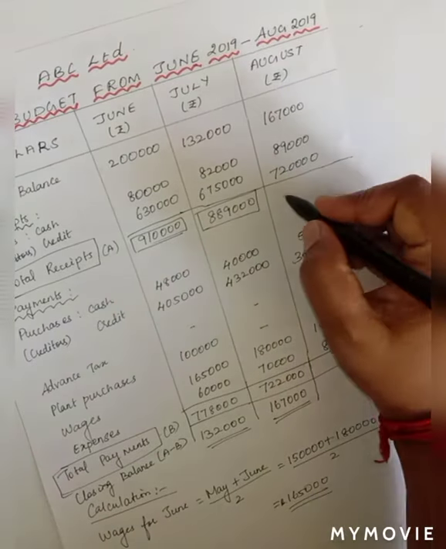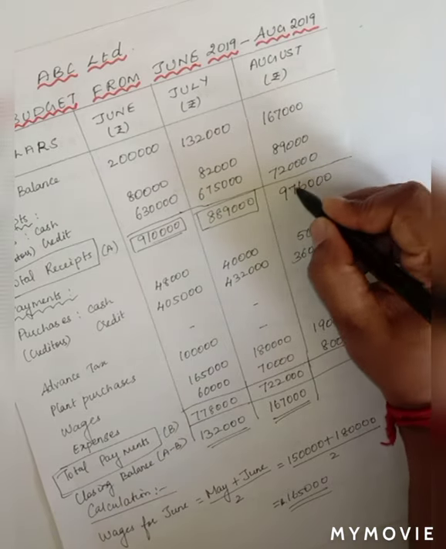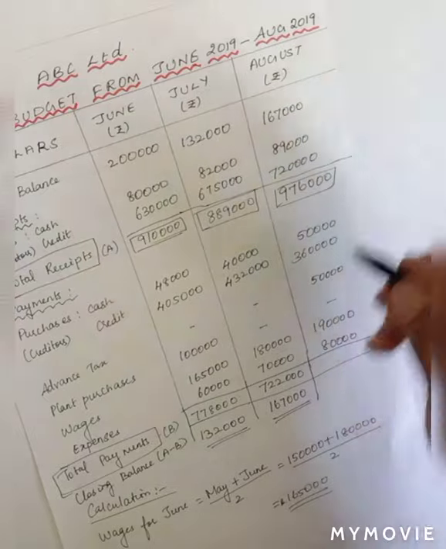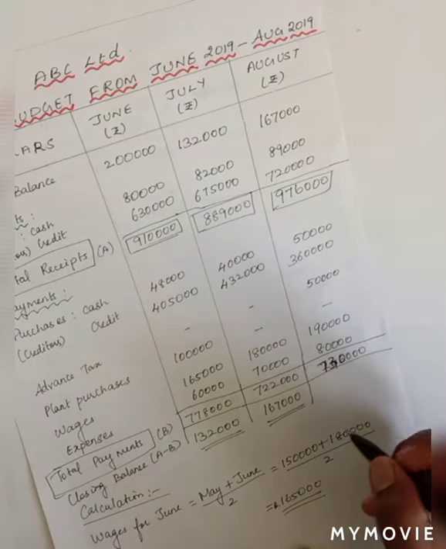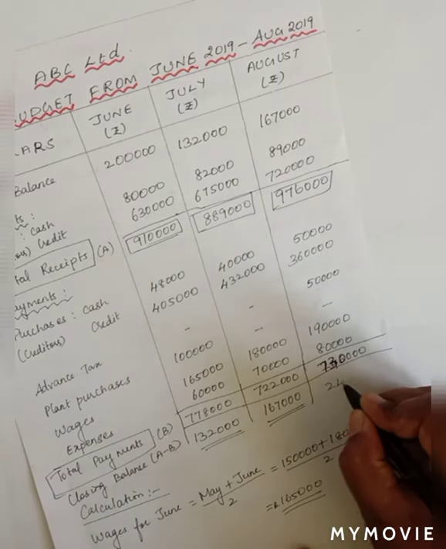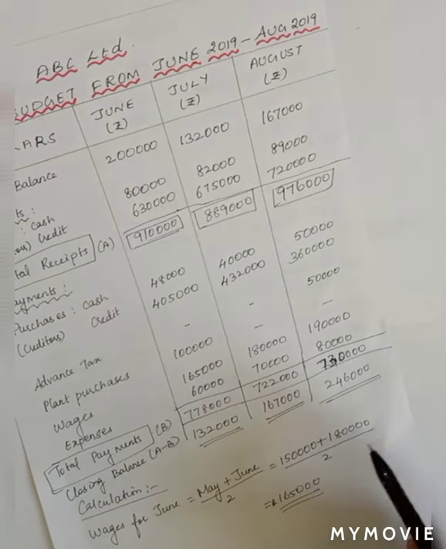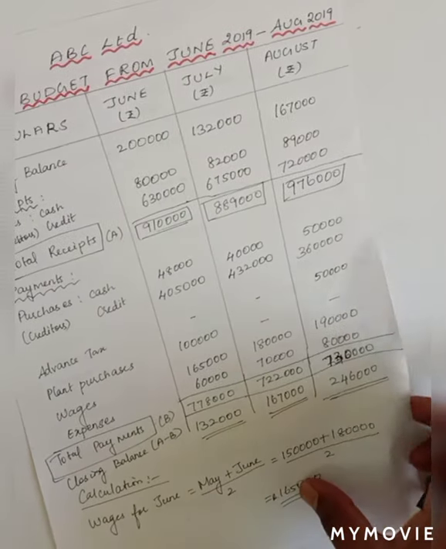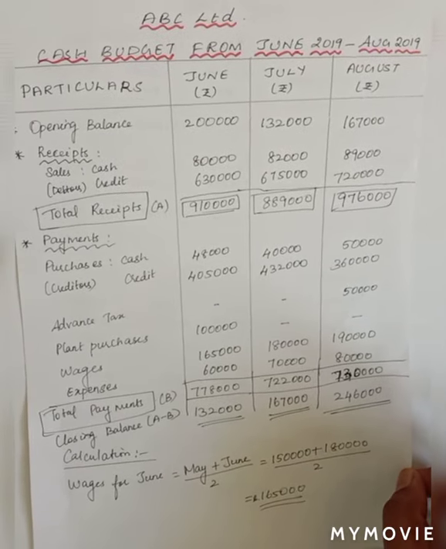Now add all the receipts together here. You will get 9,76,000. Add all the payments together, you will get 7,30,000. Now reduce the payments from your receipts, you will be getting 2,46,000. So this will be the closing balance of the month of August. So this is how the cash budget has been drawn.